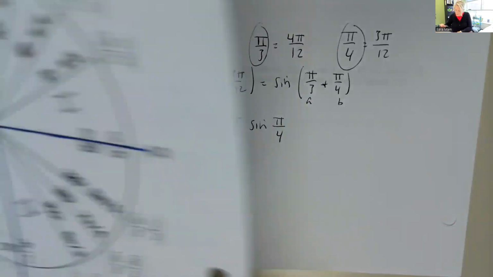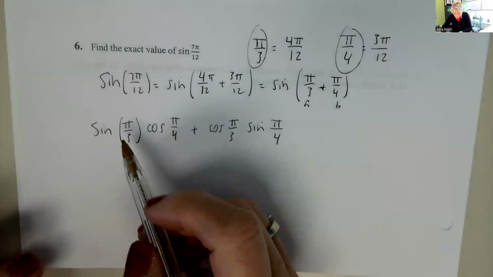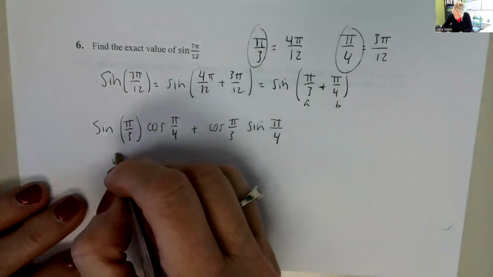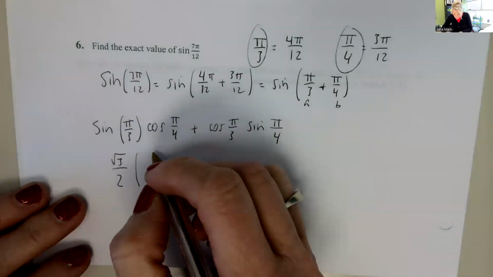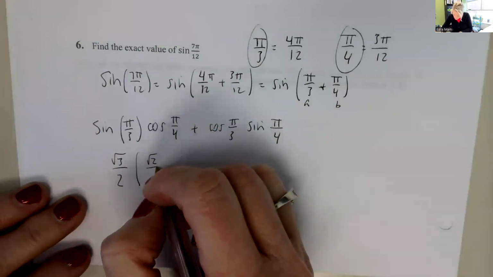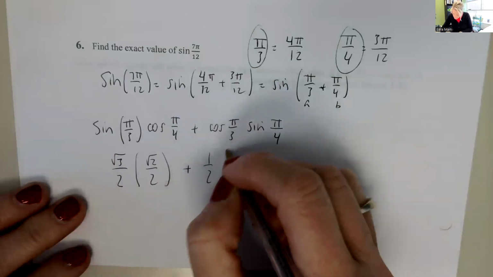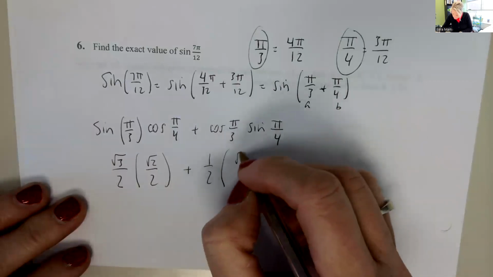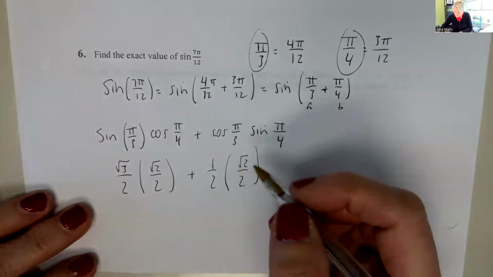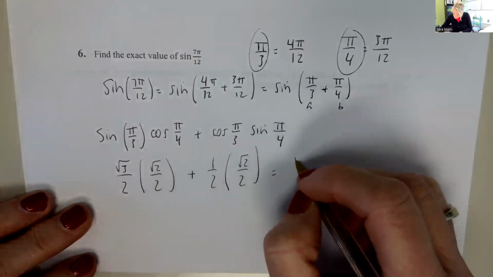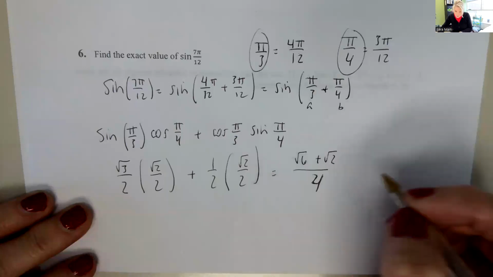Go back to my unit circle for this information, and I can see that the sine at pi over 3 is the square root of 3 over 2, times the cosine at pi over 4, which is square root of 2 over 2, plus the cosine at pi over 3, which is 1/2, times the sine at pi over 4, which is square root of 2 over 2. So this is the work I would be expecting you to show me on the test. This comes out to be the square root of 6 plus the square root of 2, all over 4.